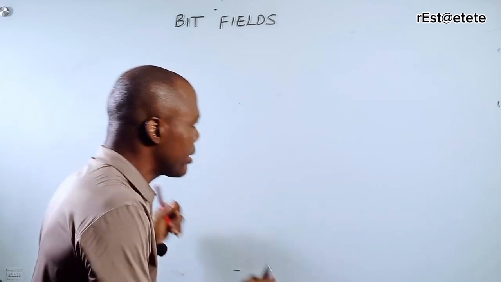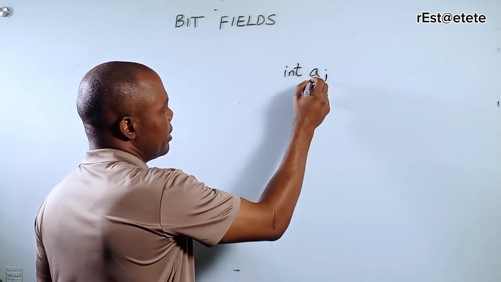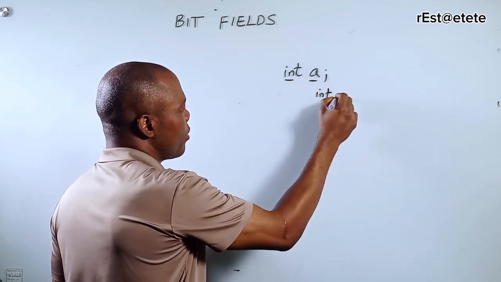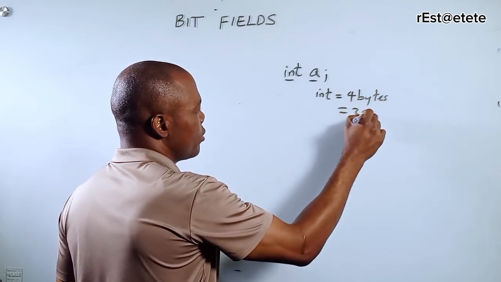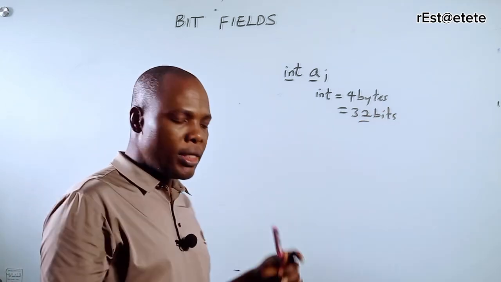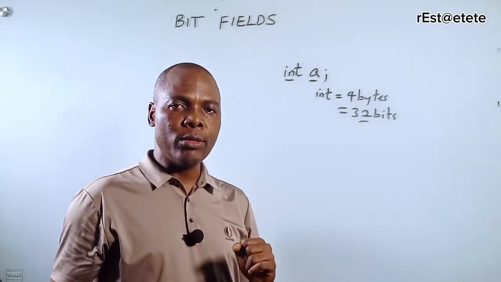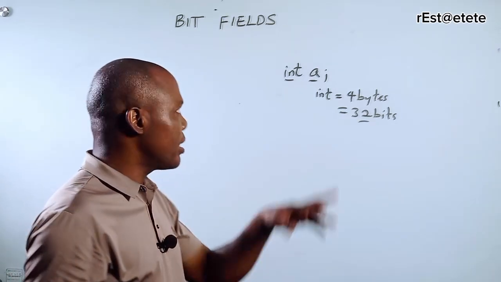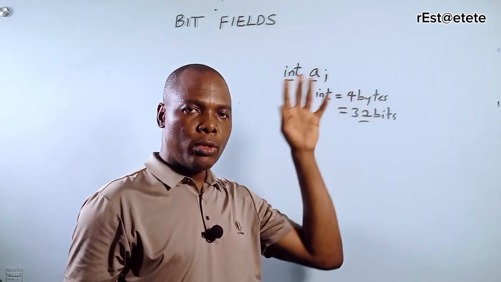Now, when you define something like this, int a, this is a variable and this is an integer. So integer equals 4 bytes, and this equals what? 32 bits. Now, what if I need to design a system that doesn't require this number of bits? What will I do? I have to set boundaries to my data, and one of the ways I can achieve that is using the concept of bit fields. So that is what I want to show you.